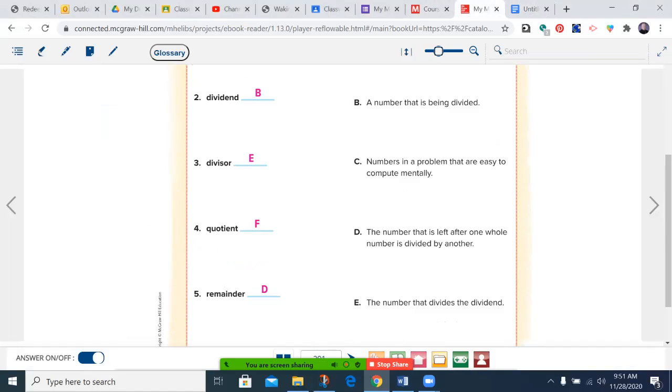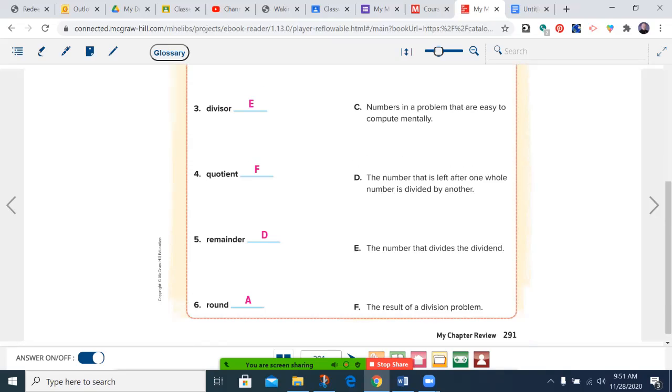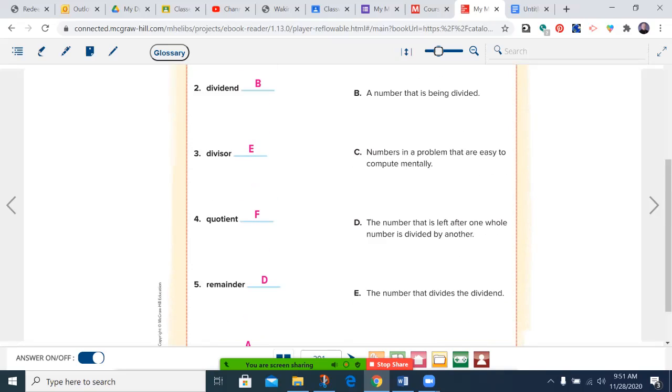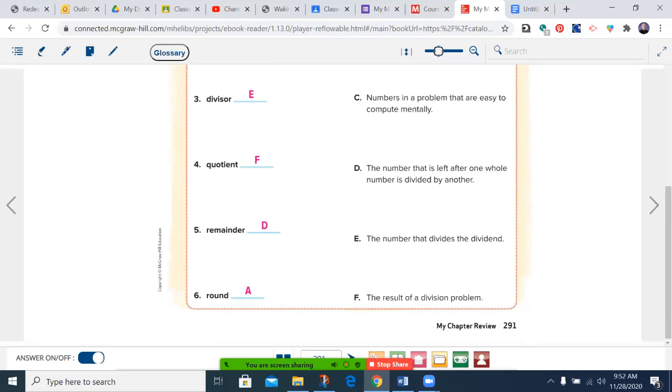2, dividend, B, a number that is being divided. That's the number under the roof, and that is the whole being broken down. 3, divisor, E, is a number that divides the dividend. So it's the number outside. So in the problem 25 divided by 5, the divisor is 5 and the dividend is 25. Quotient is F. That is the result of a division problem, or the answer to division problems.